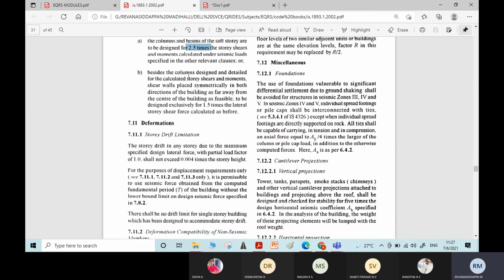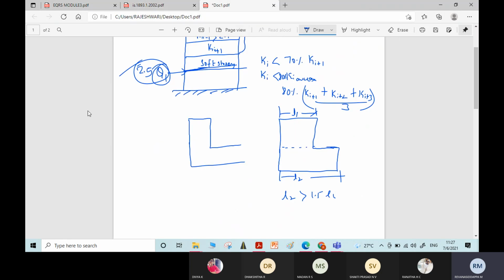Next, besides the column designed and detailed for the calculated story shears and moments, shear walls placed symmetrically in both directions of the building as far away from the center of the building as feasible, and to be designed exclusively for 1.5 times lateral story shear force calculated as above. If there is a provision to provide the shear walls, then we can go for providing the shear walls.